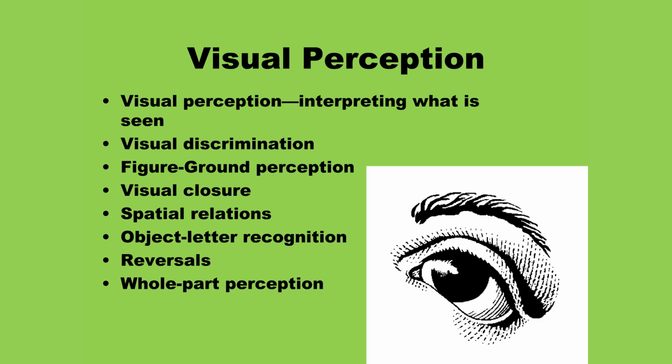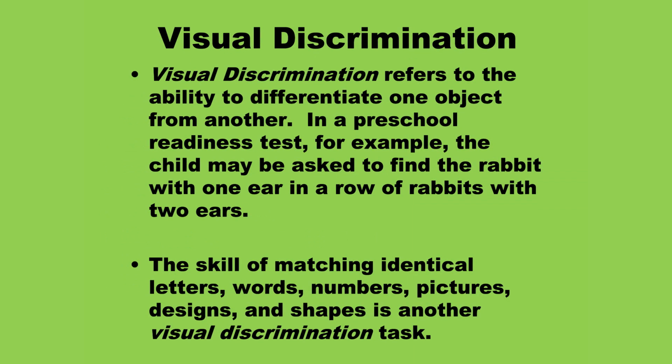Now we have visual perception. And with visual perception, we're going to talk about these different terms, okay? So visual discrimination refers to the ability to differentiate one object from another. Okay, can you find the rabbit with 2 ears and the rabbit with 1 ear, as this says? It's kind of like those where you have a picture and you say, what's different about these two pictures? And you have to look and try to figure out what's different. Some people aren't as good at that, and that's a skill that we can kind of learn.